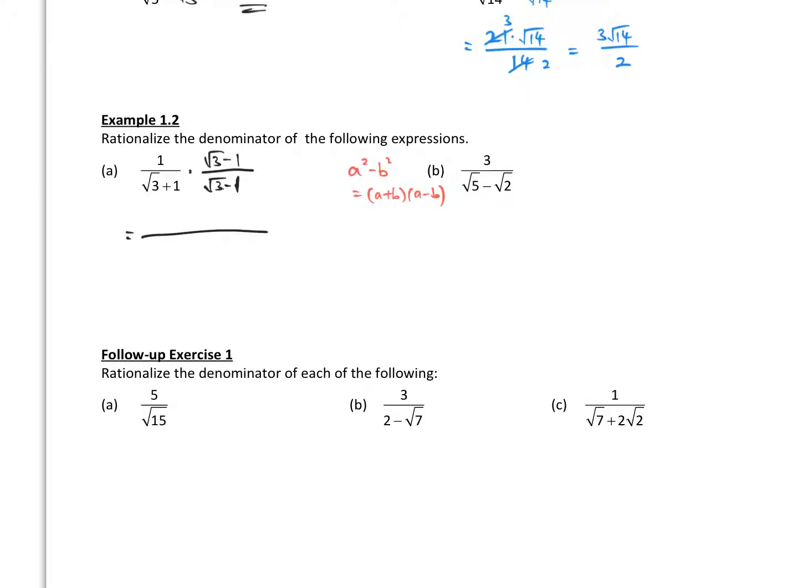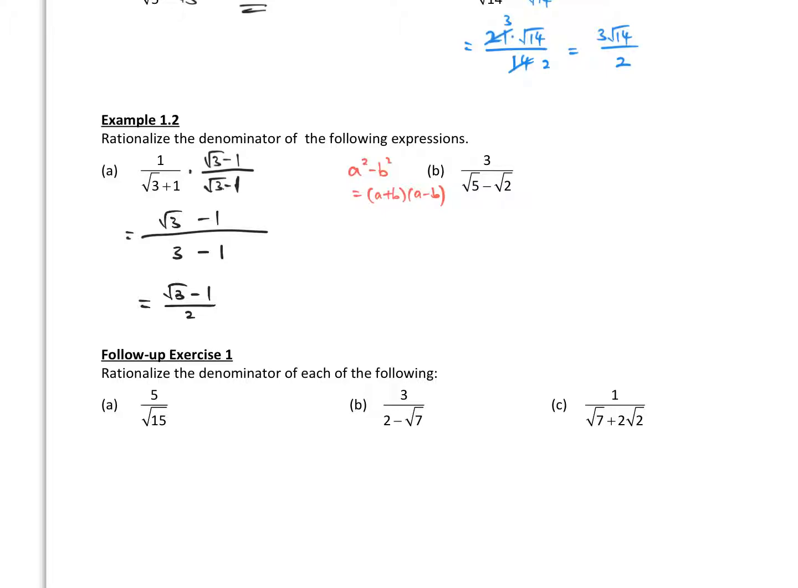Then the denominator becomes a squared minus b squared. That means root 3 squared, that means 3, minus 1. So the denominator is 2, and the numerator is root 3 minus 1. Simplify it. This is (root 3 minus 1) over 2. This is the final answer.